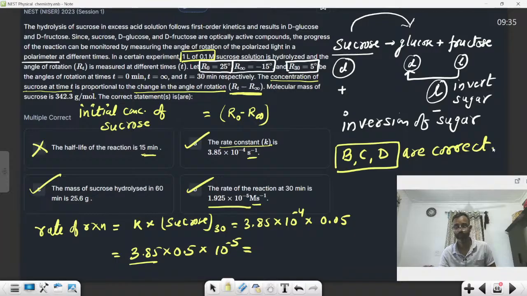Got it? Actually, the polarimeter will give us the change in angle of rotation, and that change tells us how much sucrose is hydrolyzed, because dextro rotation decreases and levo rotation increases, because the levo rotation of fructose is more than that of glucose.